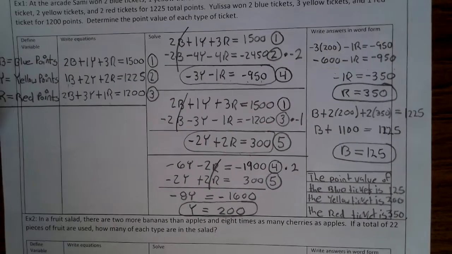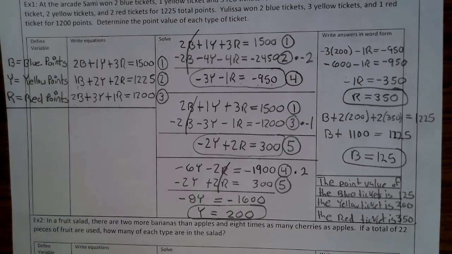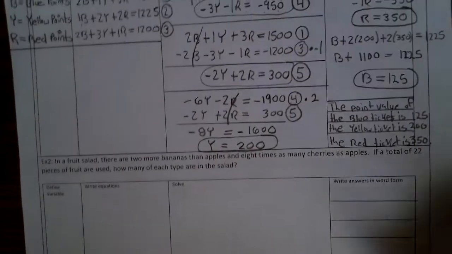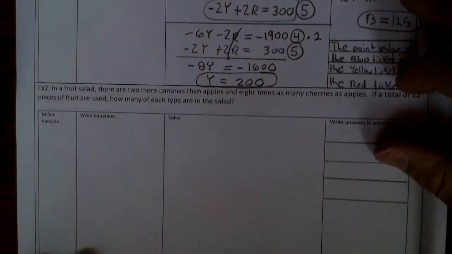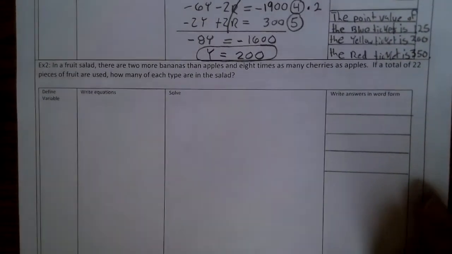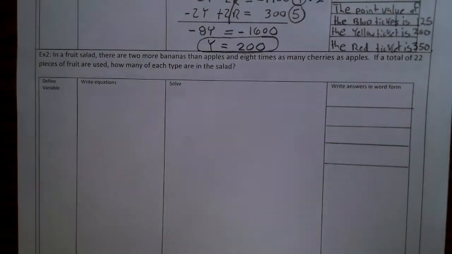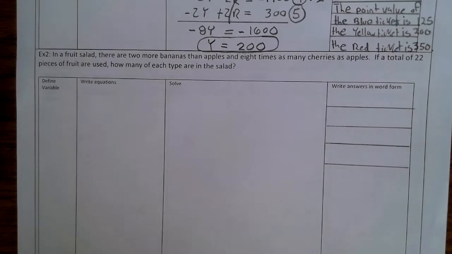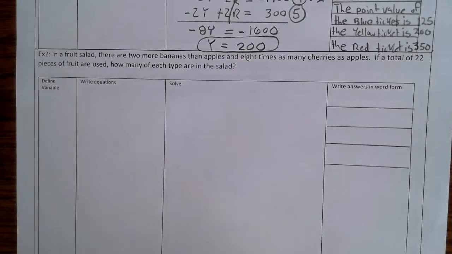All right, go ahead and finish up example 1. All right, let's take a look at example 2. All right. In a fruit salad, there are 2 more bananas than apples and 8 times as many cherries as apples. If a total of 22 pieces of fruit are used, how many of each type are in the salad? So step 1, define the variable.